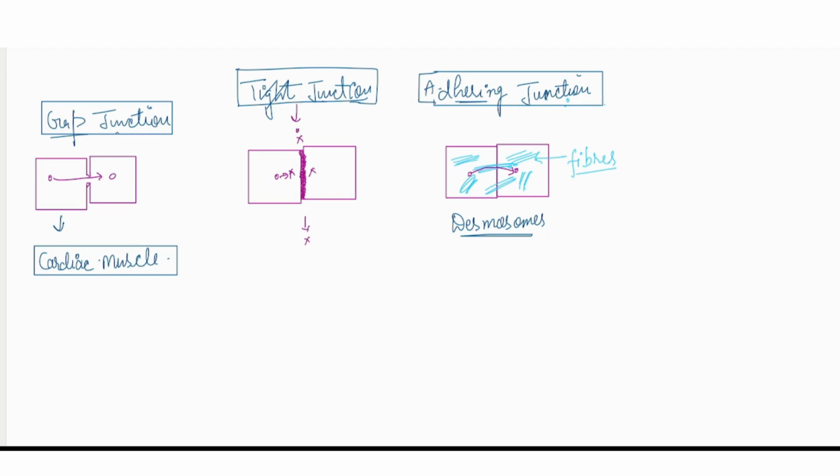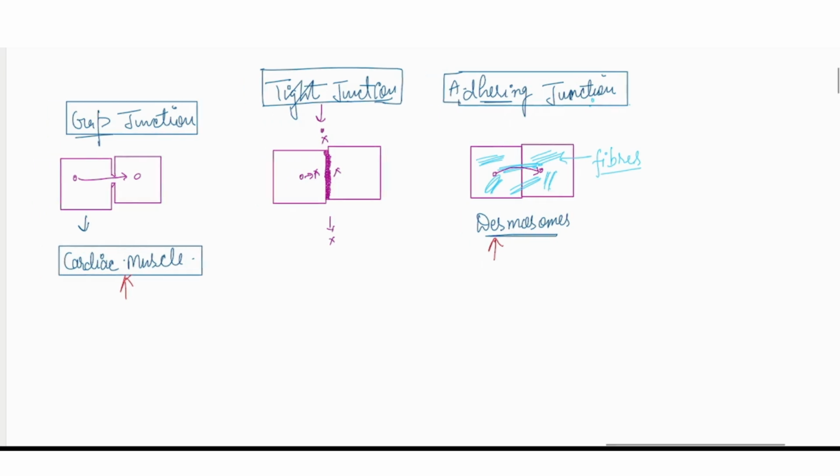The gap junction we see mostly in the cardiac muscle, and the tight junction is where there is no communication. For example, there is no contraction and relaxation in the nails and the hairs. There is the tight junction in the intestinal cells. In the intestinal cells or gallbladder, there is communication between the cells with the help of fibers, so that would be the adherent junction. These are the three types of junction present here.